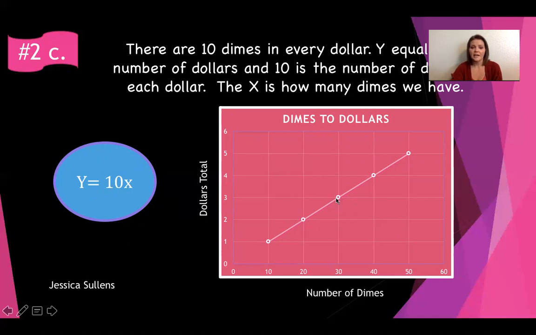Say we had $5. We would put our 5 right here, 10 times 5, and that would give us 50 dimes. And we can see right here, that's where it meets. So this is how our chart would be. Money is pretty easy to think about when we're doing this because we know something we deal with all the time is money.